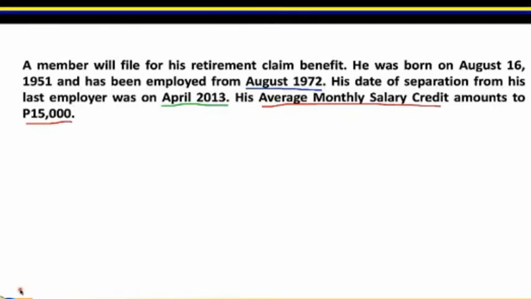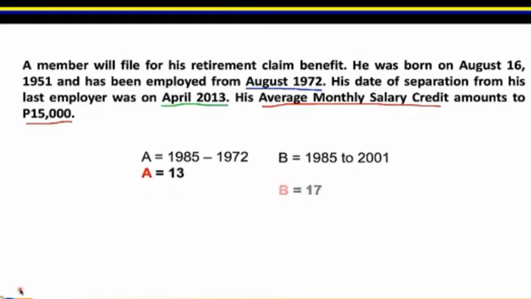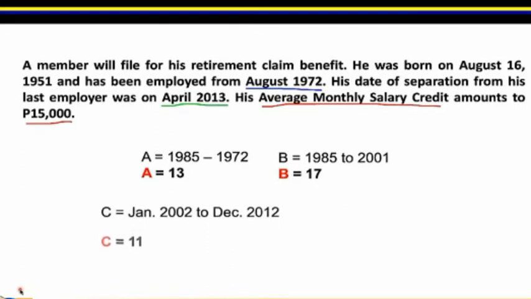CYS is equal to A plus B plus C, right? So letter A is equal to 1985 minus the calendar year of coverage. So substituting the given, that will be 1985 minus, kailan yung coverage year? 1972. And that gave us 13 for letter A value.